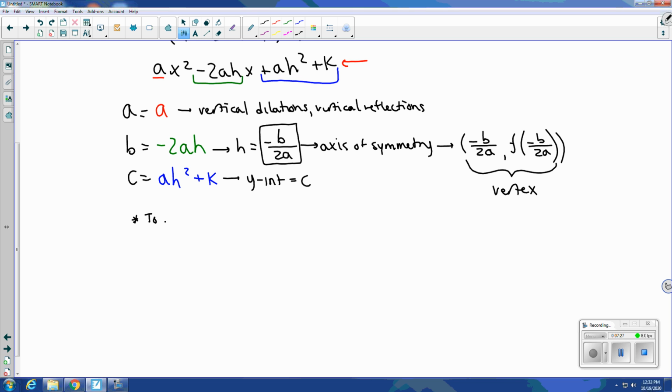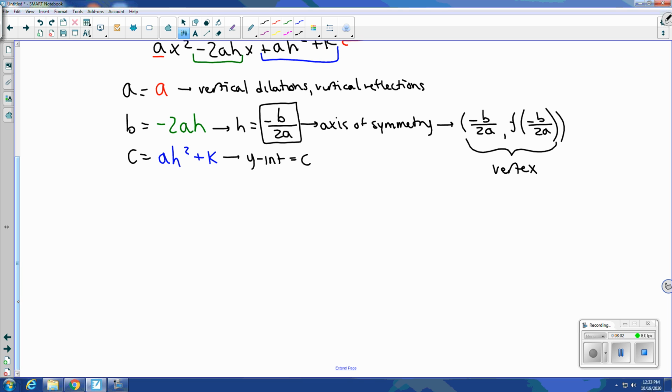To find a y-intercept, you evaluate the function when x equals 0, because all y-intercepts, or all points along the y-axis, have x-coordinates equal to 0. So if you plug in 0 for x, that will reveal to you the value of the y-intercept. So interesting result there.